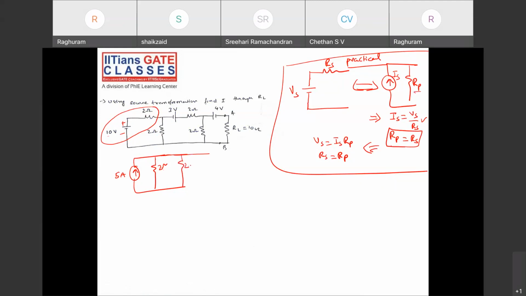So the other circuit is the same. Now 2 ohms and 2 ohms. Mostly the mistake people make is they convert all the voltage sources at the same time. Don't convert them. This is how you have to do this.